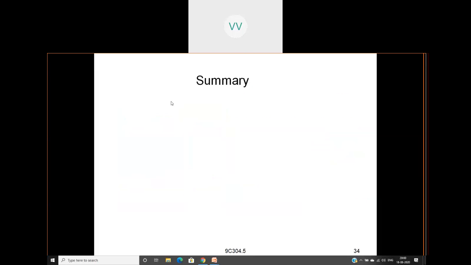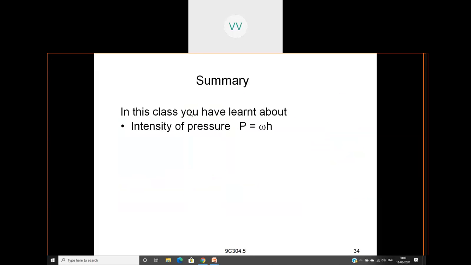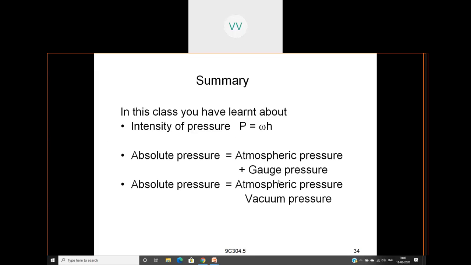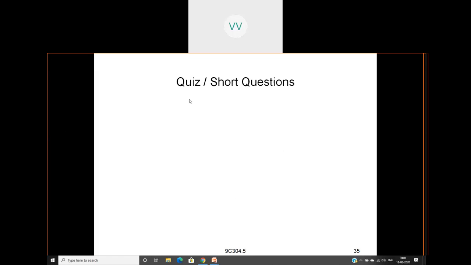Now the summary of today's class: the intensity of pressure P is equal to WH. Absolute pressure is equal to atmospheric plus gauge pressure. Absolute pressure is equal to atmospheric minus gauge pressure or negative gauge pressure, which is also called the vacuum pressure. Atmospheric pressure is 10.33 meters of water. And also let us see a quiz and some short questions.